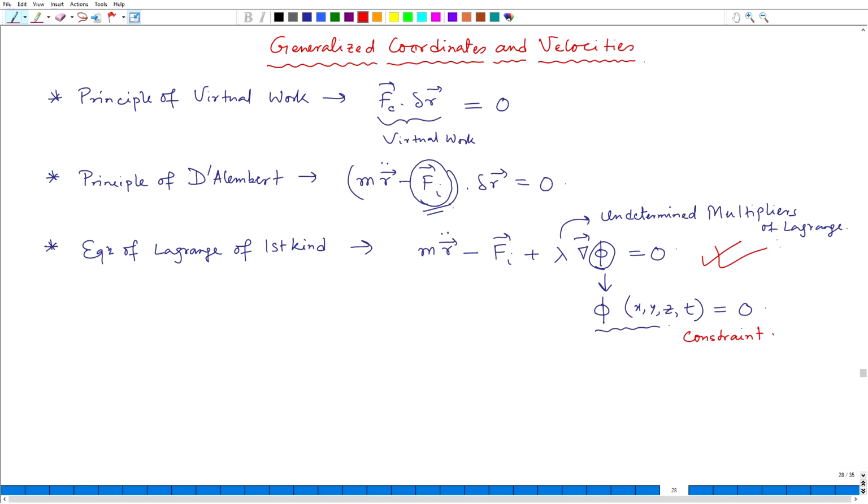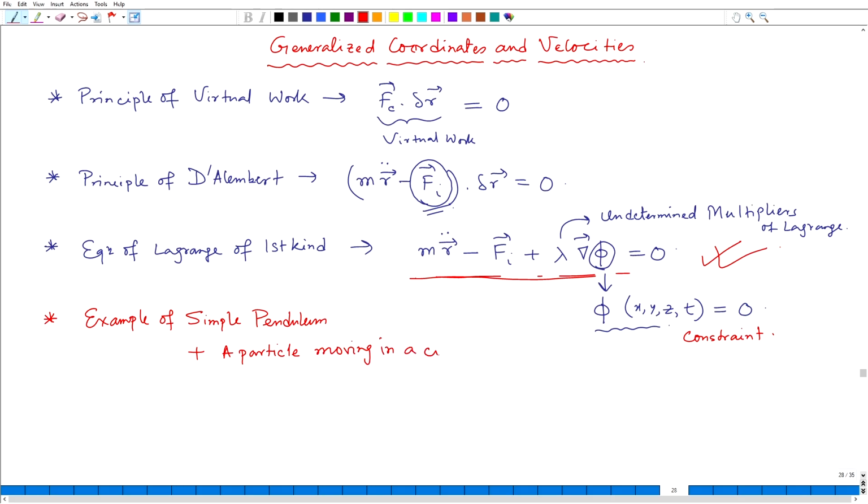So, if you use this type of equation, you do not have to introduce or even mention anything about the force of constraint in a system, and you can simply find the equation of motion for that system. We have discussed the example of simple harmonic pendulum or simple pendulum. Simple harmonic pendulum simply means that theta is tending to 0. The example of simple pendulum and also a particle moving in a circle.